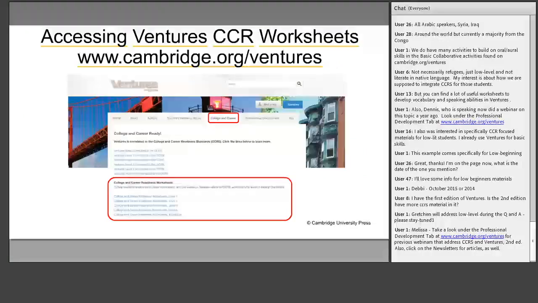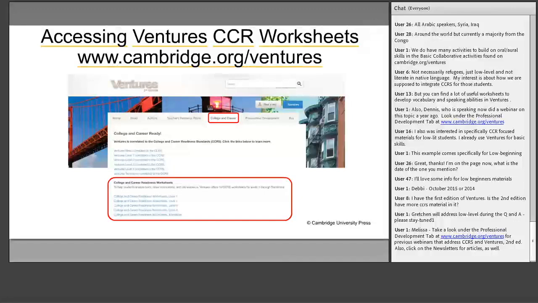Now, how do we find them? It's really pretty easy. You go to www.cambridge.org/ventures. That's our home page. At the top in the red circle, you see College Career.